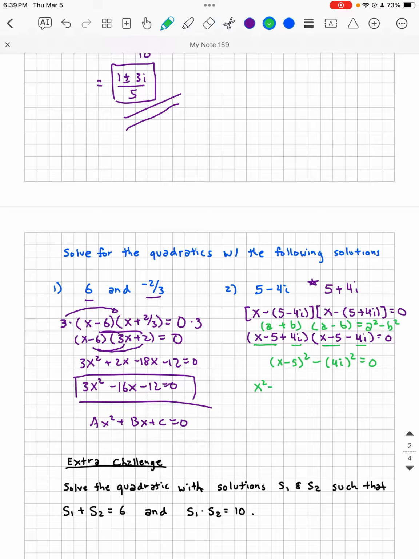Multiply out the first part, that is x squared minus 10x plus 25. The second part, be very careful here. You have minus 16i squared is equal to 0. And if you recall, i squared is the same thing as negative 1. So you really have x squared minus 10x plus 25, and then minus, and that becomes a plus, 16 is equal to 0. So our final answer is x squared minus 10x plus 41.